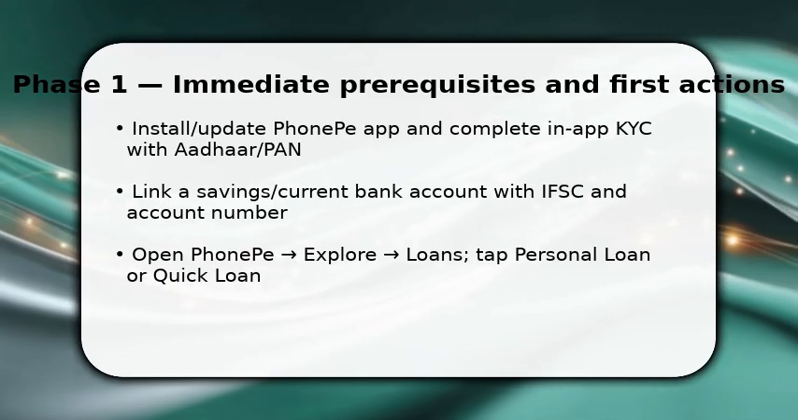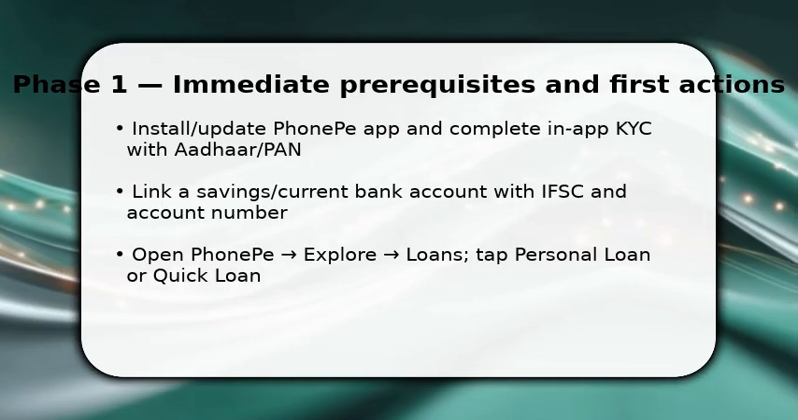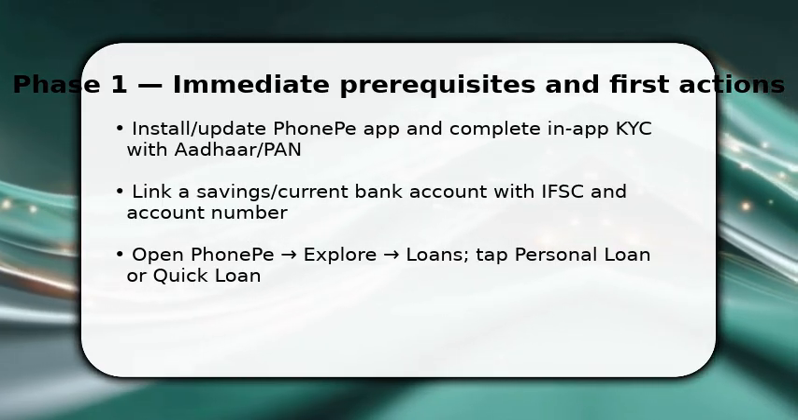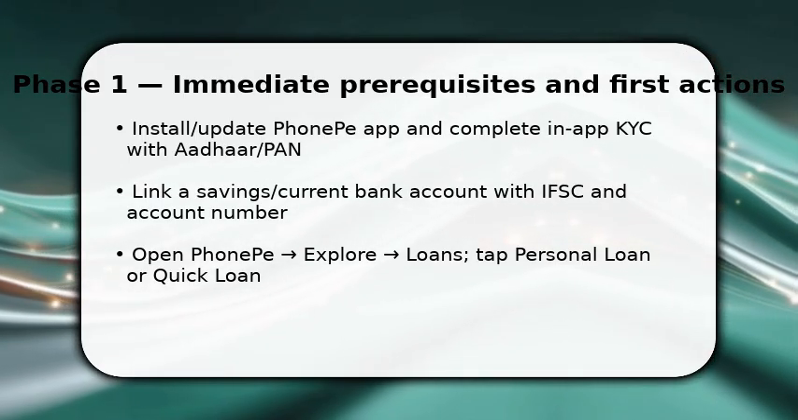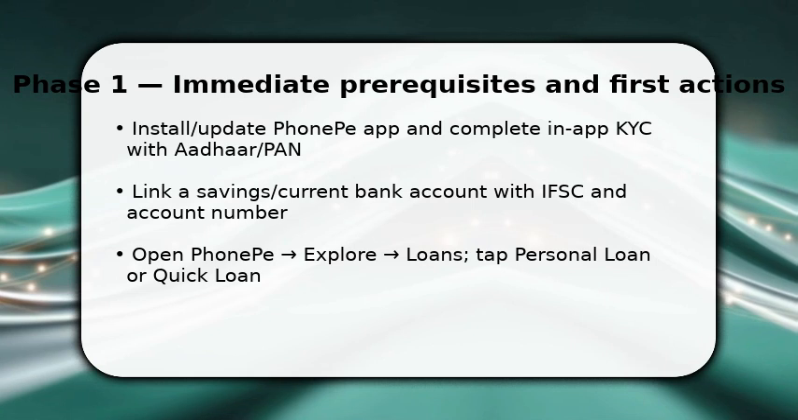Enter basic details: name, DOB, PAN. Make sure these match your Aadhaar and bank records to avoid mismatches. This first step checks eligibility instantly, so you'll know if you can proceed. If the app shows pre-approved offers, you're cleared for the next stage.